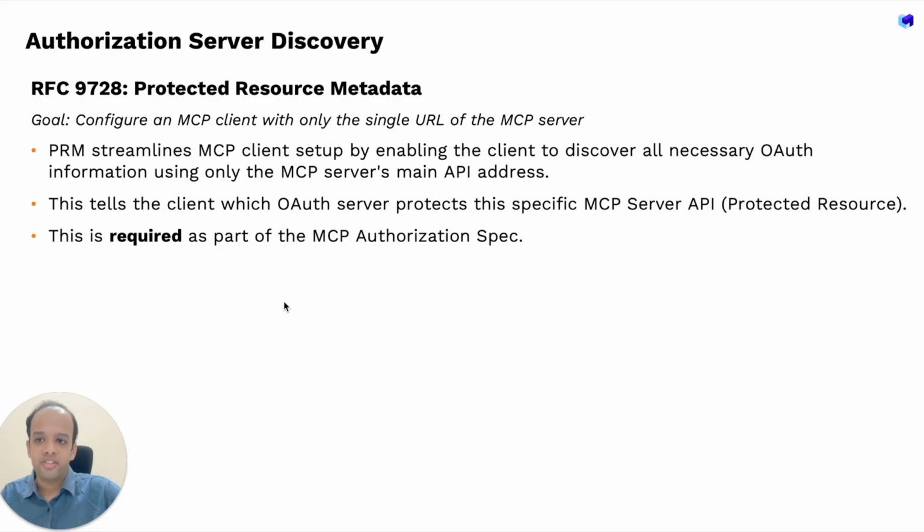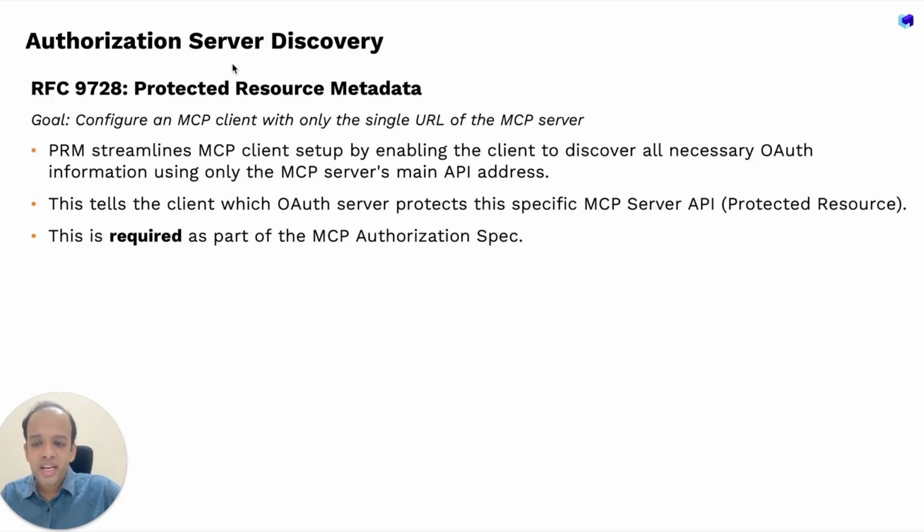Now, one of the RFCs, the protected resource metadata, was launched in April 2025, which dealt with one part of this. That is, how do you configure an MCP client with only the single URL of the MCP server, which tells it the location of the authorization server? And this is also a requirement as part of the MCP authorization spec. Now, if you think about the protected resource, what is that? That is the MCP server API, which is getting protected by the OAuth server.